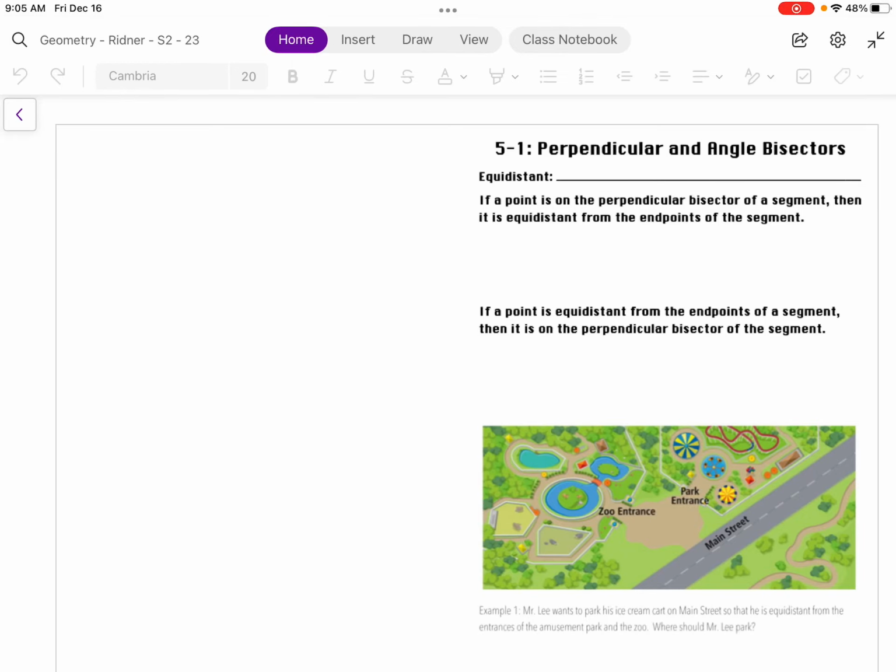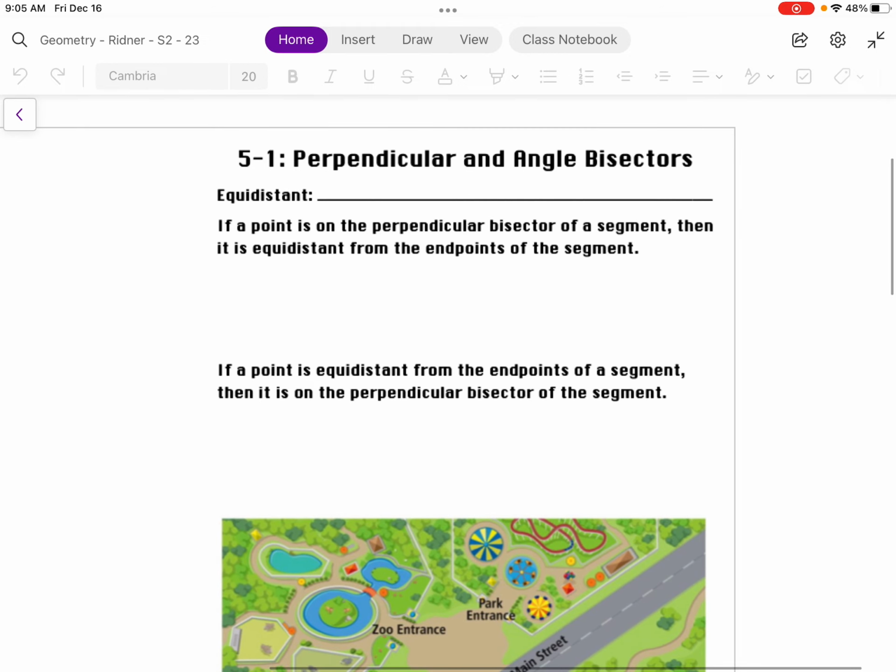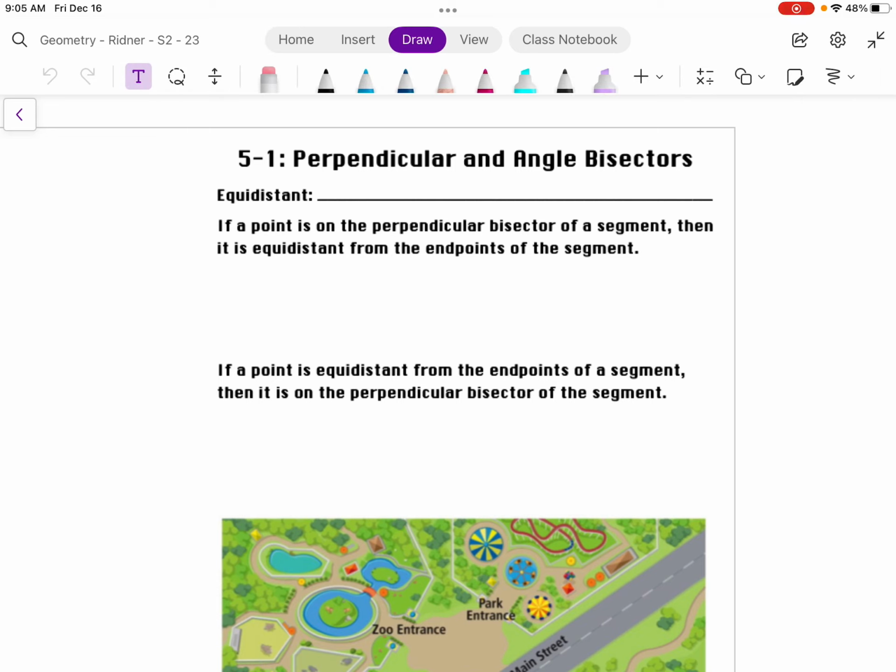All right, in our new unit, we're going to talk about perpendicular and angle bisectors. So the first word you need to know is equidistance, which means equal distance. If a point is on a perpendicular bisector of a segment, then it is equidistant from the endpoints of the segment. So let's put that in a picture.